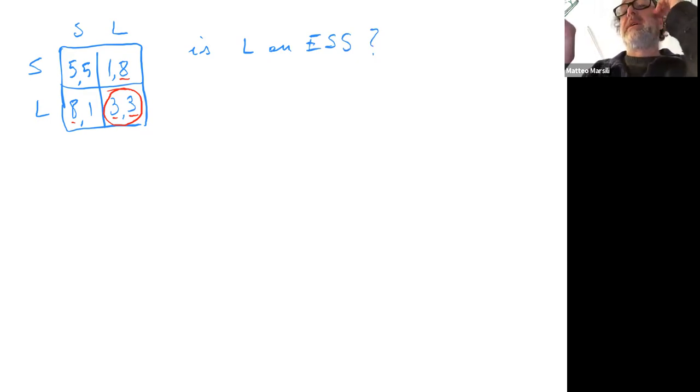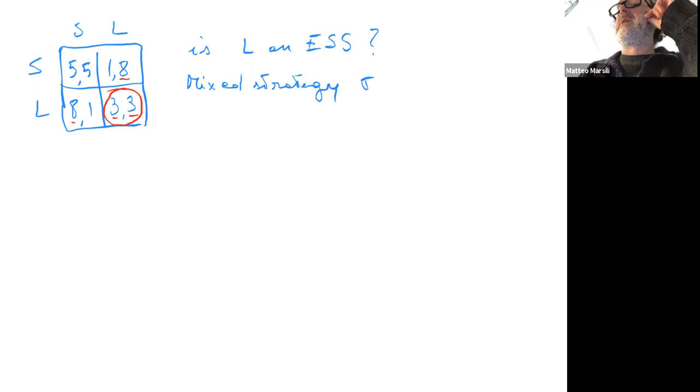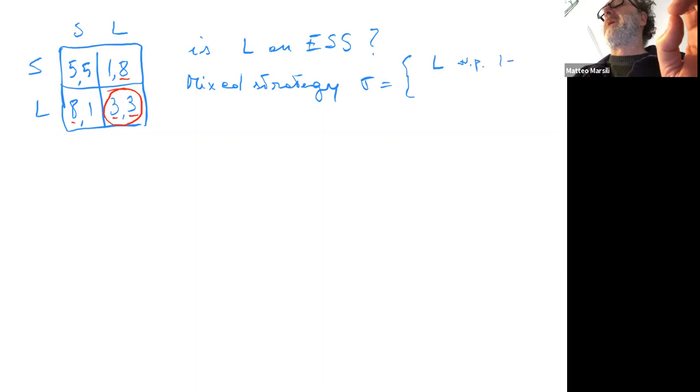In order to do this, you have to think about a mixed strategy, where you change your population and introduce a small fraction, say epsilon, of individuals that play the strategy S. So this mixed strategy plays strategy L with probability 1 minus epsilon. You have a fraction 1 minus epsilon of individuals of type L, and a fraction epsilon of individuals that play S. Okay, very good.